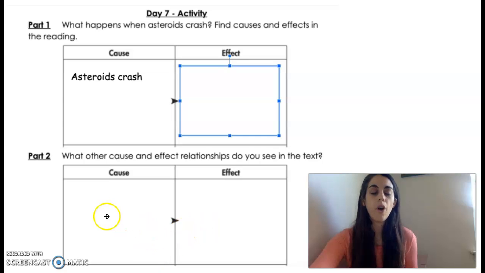Good job. Okay, here for part 2, the question is, what other cause and effect relationships do you see in the text? So please look back at the reading and find more cause and effect, causa y efecto, relationships in the text.